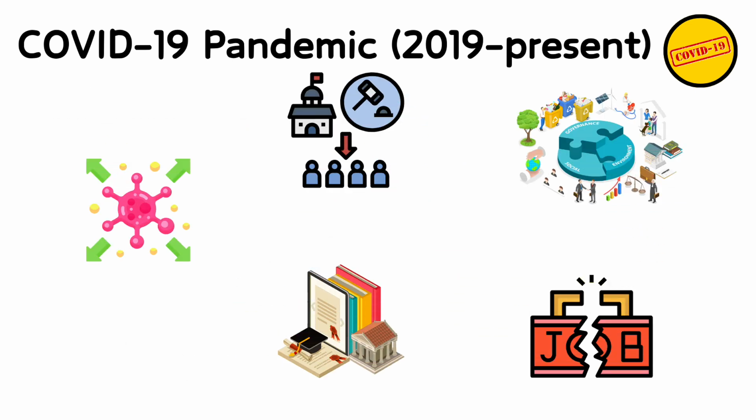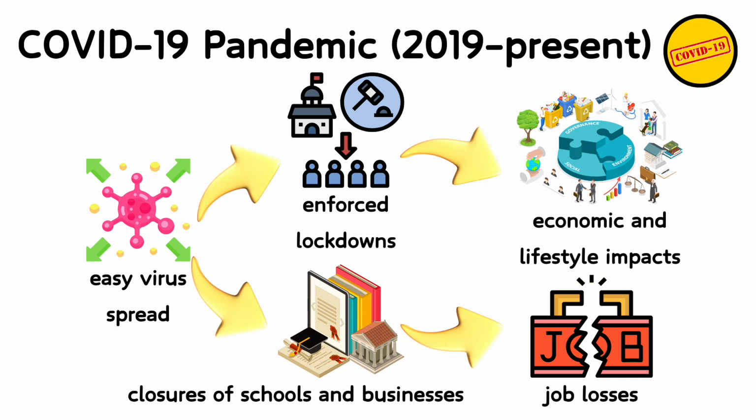Because the virus spread so easily, many countries had to enforce lockdowns, closing schools, businesses, and public places to stop people from gathering and passing the virus to each other. This has had big effects on economies and how people live, with many people losing jobs and having to adapt to new ways of interacting, like wearing masks and using video calls more often.